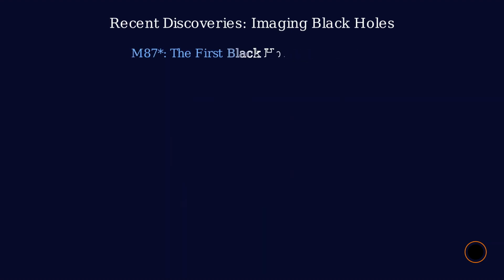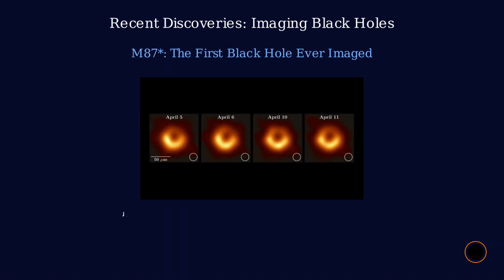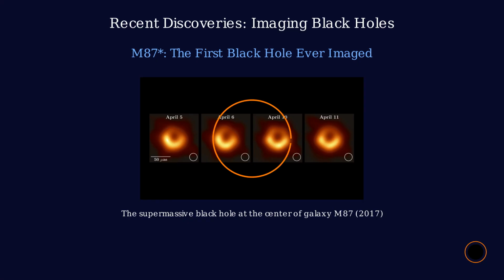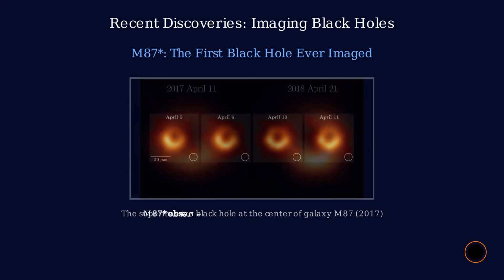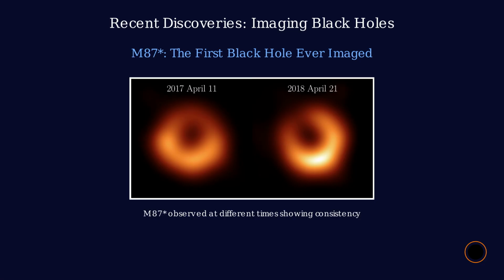In 2019, the Event Horizon Telescope revealed the first ever image of a black hole, known as M87 star, located at the center of galaxy M87. This orange ring shows hot gas circling the black hole's event horizon, with the dark central region representing the black hole's shadow. Subsequent observations of M87 star in different years confirmed the stability of this enormous black hole, which is 6.5 billion times the mass of our Sun.